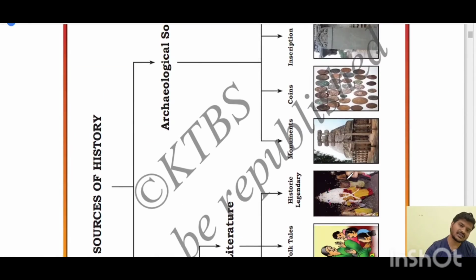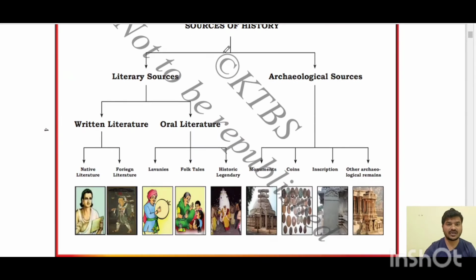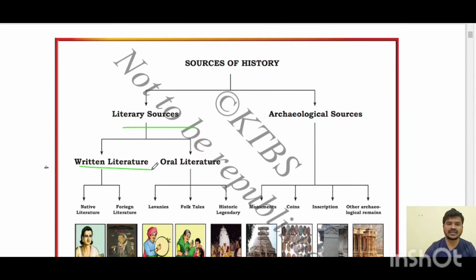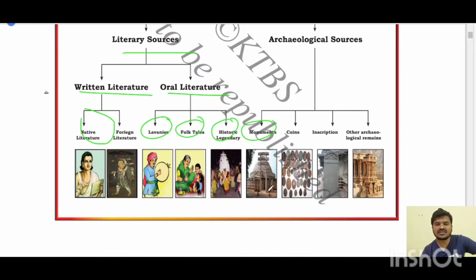We have already discussed that the sources of history can be literary sources, written literature and oral literature. We have seen written literature, foreign literature, lavanis, folk tales, historical legends. And archaeological sources can be monuments like the Red Fort, Badami cave temples, Taj Mahal. And coins: there are many Gupta age coins, coins belonging to different kingdoms, Mughal coins also. And inscriptions play a very important role because they are written on stone. One stone will be there, and they will write a story on the stone.